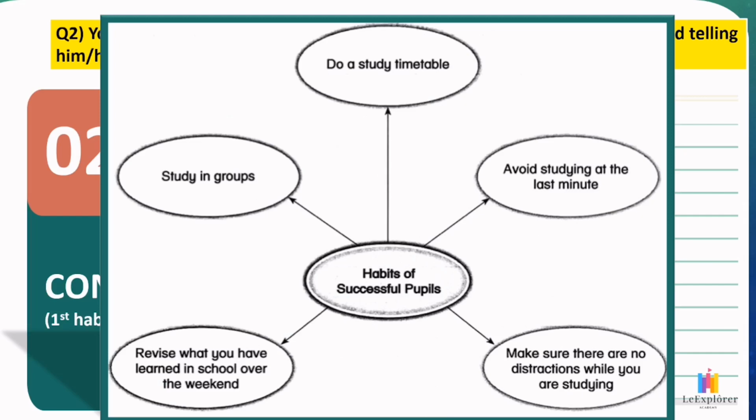Let's take a look at the question. Which three habits are you going to choose? You can use your pencil to tick the habits. One, do a study timetable. Second, make sure there are no distractions while you are studying. And the third one, study in groups. We're going to choose these three habits and tell your friend how to be a successful pupil with them.